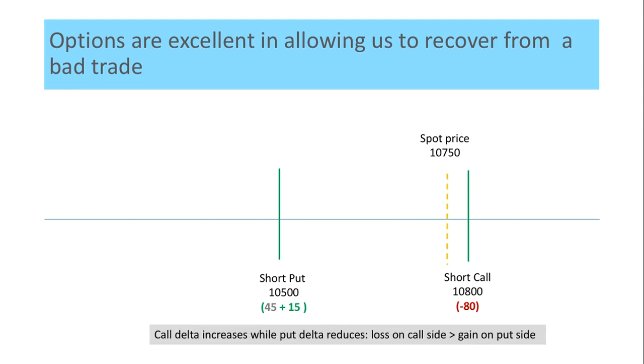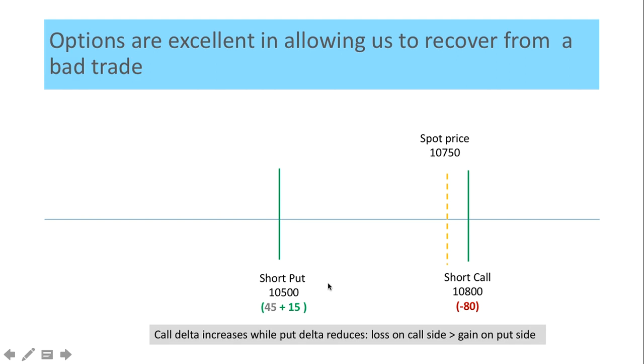And let's say the spot price moves up still further. Since the call delta is becoming stronger and the put delta is becoming weaker, now the PNL on the call leg is minus 80 bucks, and we have gained an additional 15 bucks on the put side. But here you will notice that the delta of call will be much stronger than the delta of put, because the strike price of call is very close to the spot price here. So this delta will be far outweighing the short put delta.